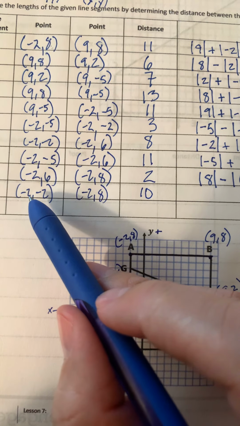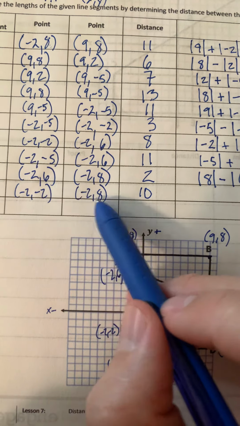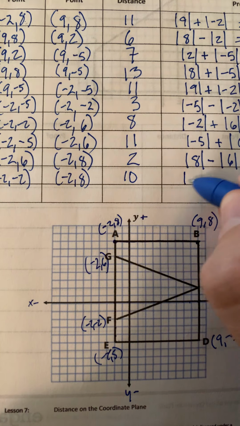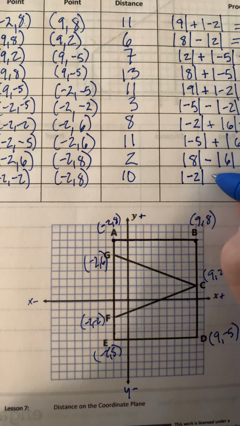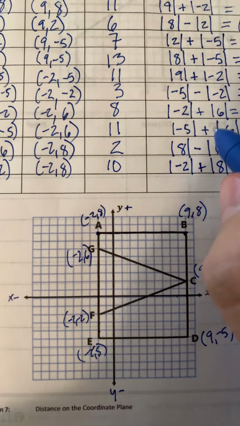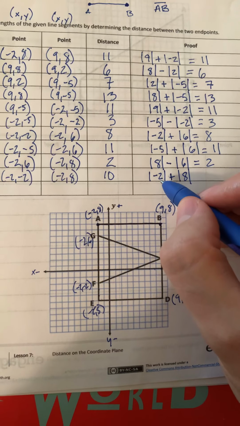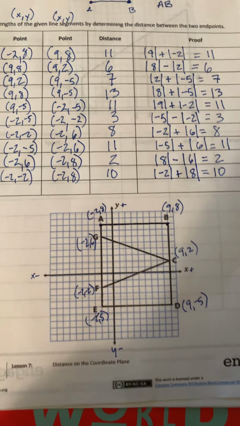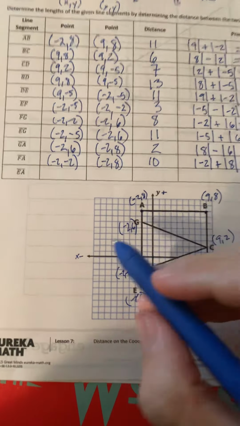The ones that change, x's stay the same. The ones that change are the -2 and 8, which are the y's. And this one actually stays the same. Because if you think about it, this won't hurt because we're not subtracting. The absolute value of -2 and the absolute value of 8 equals 10. And then one more, and then we're done.